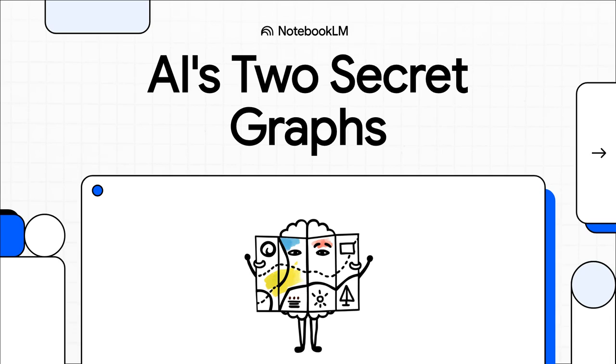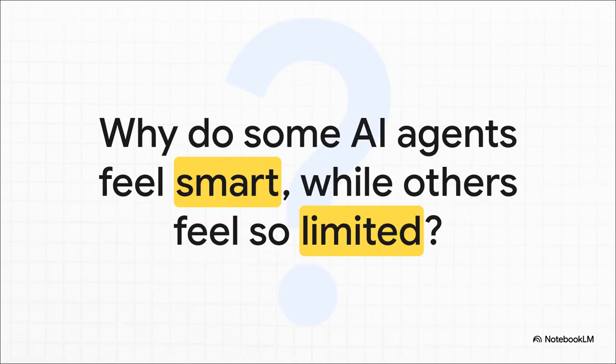All right, let's get right into it. Today, we're pulling back the curtain on the secret architecture that's making the smartest AI agents tick. We're going to find out what separates a basic, kind of clunky chatbot from an AI that feels like it can actually reason. You've probably felt this, right?